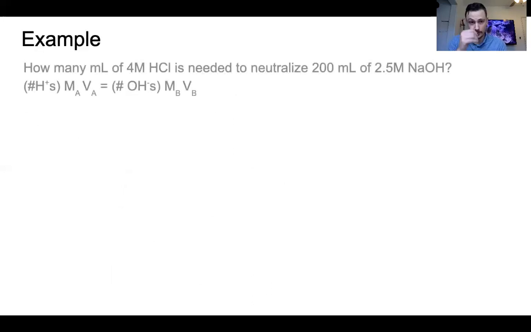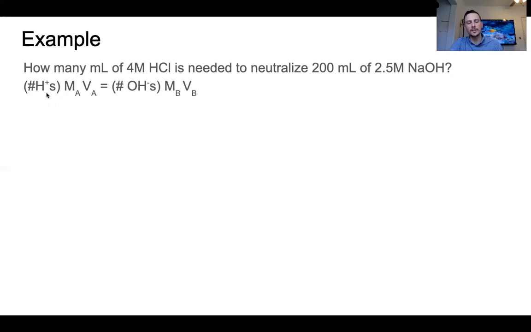So let's give it a shot. Let's start off with another pretty simple example. So I want to know, how many milliliters of 4 molar hydrochloric acid is needed to neutralize 200 milliliters of 2.5 molar sodium hydroxide? So again, we're just going to be using this equation right here. We just need to go through step by step and identify what numbers we can plug in for each of these variables. So we start off on the left and make our way across.